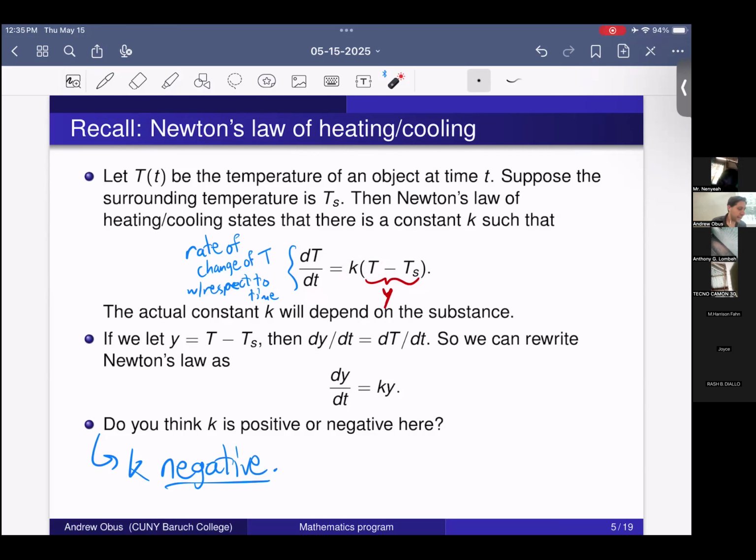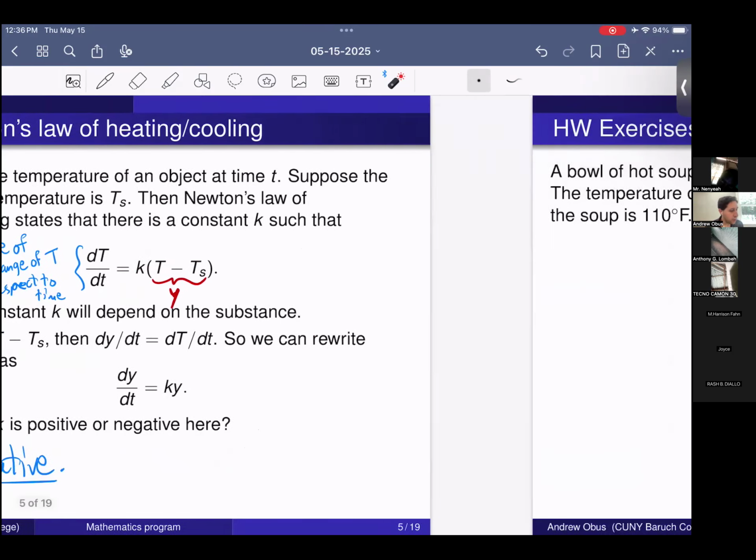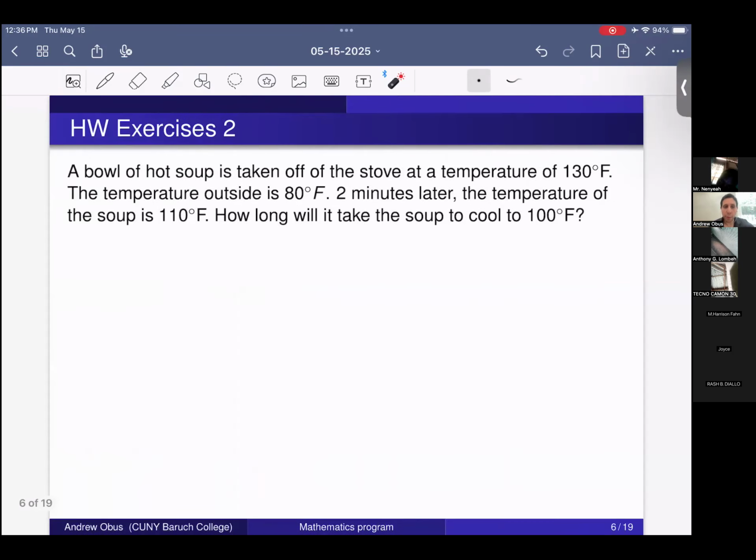Okay, so K is going to have to be negative here. All right, so let's look at this again, how we do this in a problem. A bowl of hot soup is taken off the stove at a temperature of 130 degrees Fahrenheit. The temperature outside is 80 degrees Fahrenheit. 2 minutes later, the temperature of the soup is 110 degrees Fahrenheit. And the question is, how long will it take the soup to cool to 100 degrees Fahrenheit?